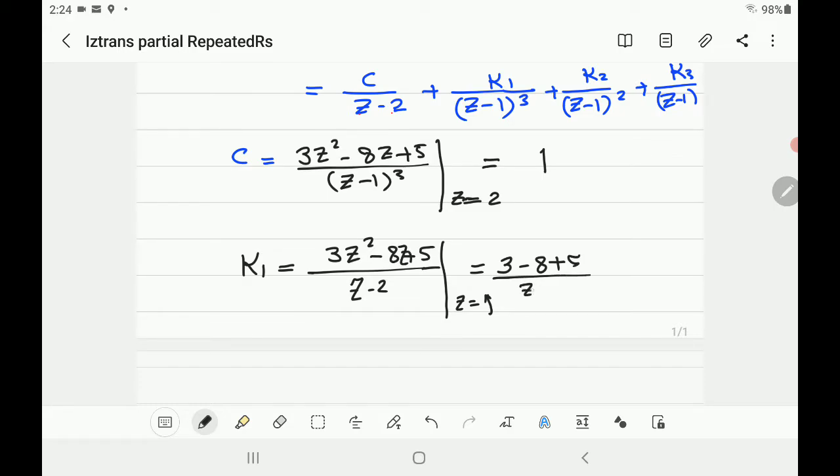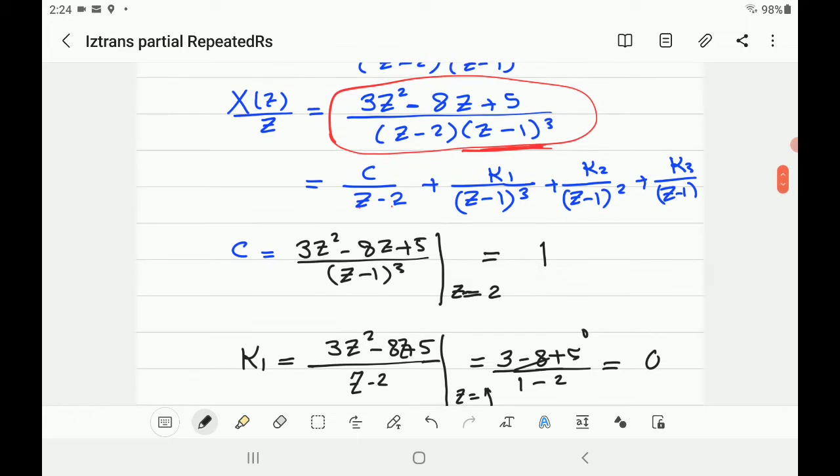So over z minus 2, z is equal to 1. So you have 1 minus 2. The top part will be equal to 0, so the result will be equal to 0. We finish k1. You cannot substitute like we did in k1 to find k2 and k3. You can only do it with the highest order here.